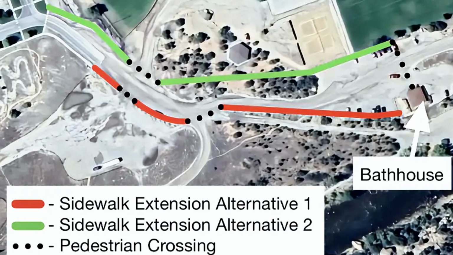Currently, visitors of the River Park have no safe route to reach the bathhouse from East Main Street on foot. We developed 2 alternatives to address this issue. Alternative 1 is a route along the eastern side of East Main Street, providing the most direct line of travel. Alternative 2 borders East Main Street on the west side, which allows for a more direct alignment with the bathhouse.